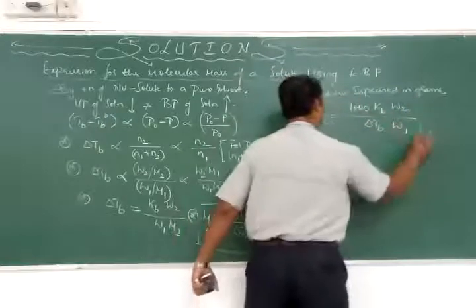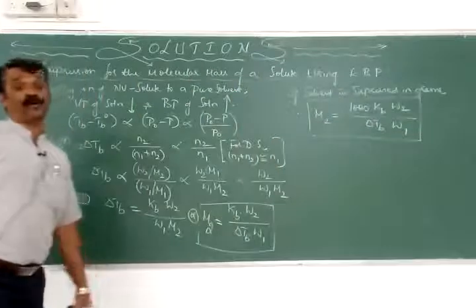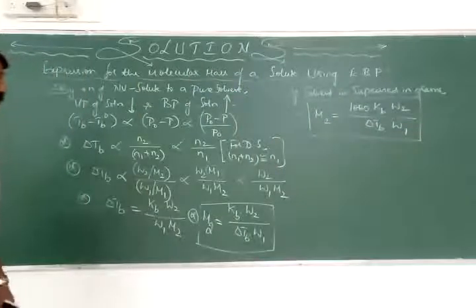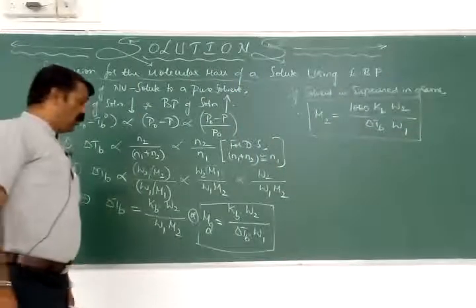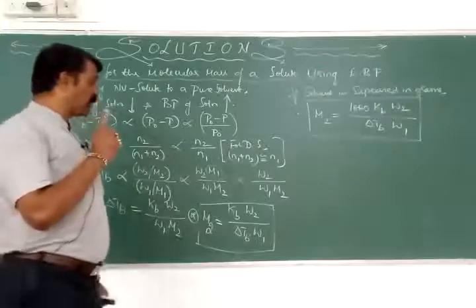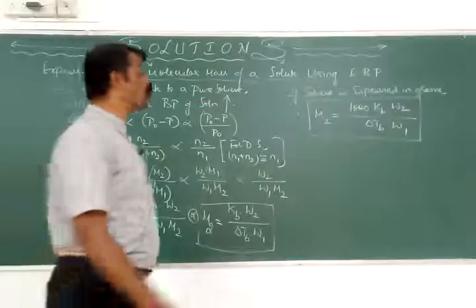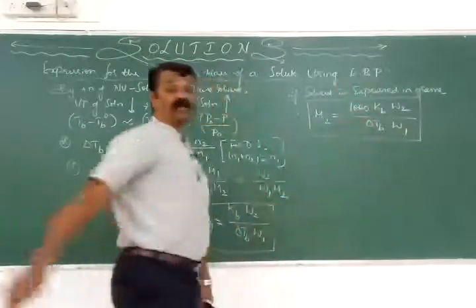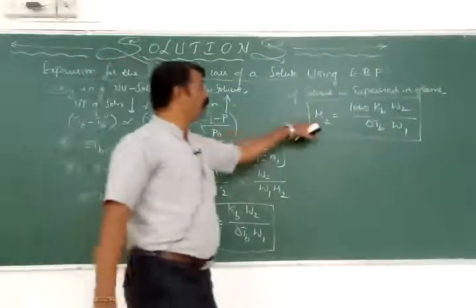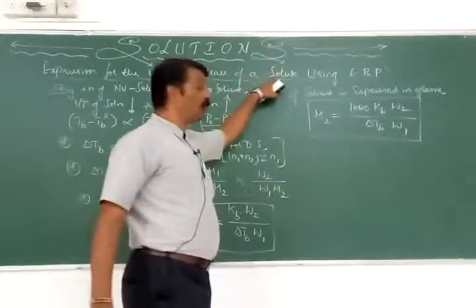So what is this? A final expression related to which one? The final expression with respect to which one? The molecular mass of a solute with the help of which one? Elevation of which point? Boiling point. So what is M2? Molecular mass of solute.